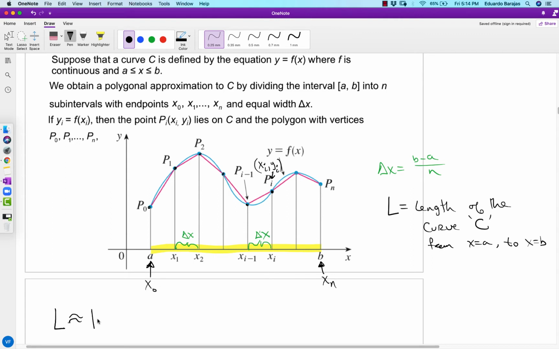So it's the length of the segment that connects point 0 and point 1, plus the length of the segment that connects point 1 and point 2, plus dot, dot, dot. We see that somewhere in the middle we'll have P sub i minus 1 to P sub i, plus dot, dot, dot. And then at the end we have P sub n minus 1 out to P sub n.